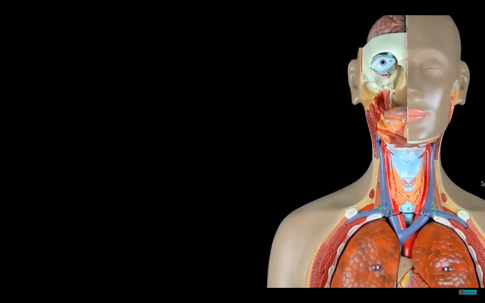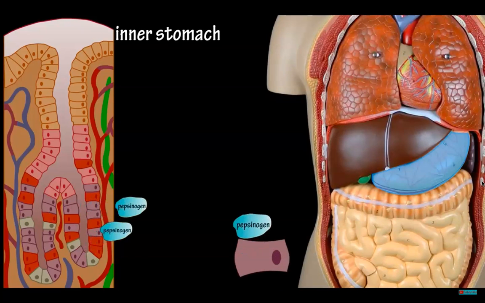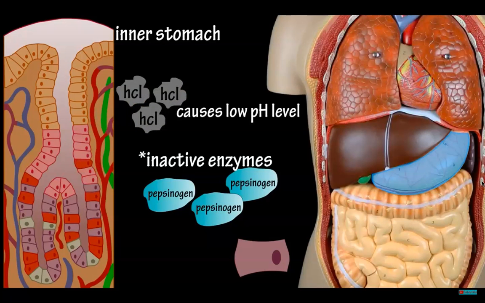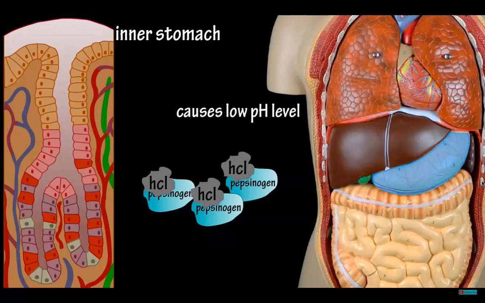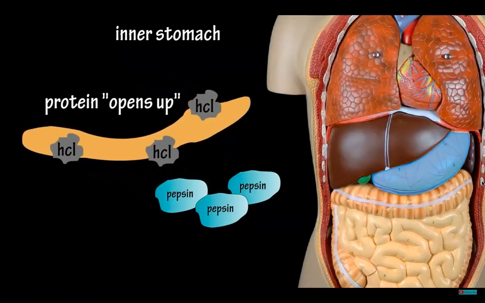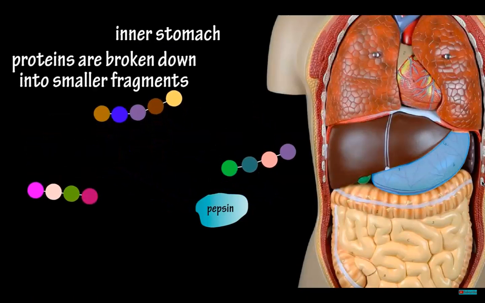There are 2 main places that protein digestion takes place: in the stomach and in the small intestine. Once the protein molecules are swallowed and enter the stomach, chief cells in the stomach release the enzyme pepsinogen. Pepsinogen is an inactive enzyme because if it were active in the cells, it would destroy proteins located inside the cells. Hydrochloric acid released inside the stomach causes a low pH level, and this actually activates pepsinogen to pepsin. And it also denatures the proteins, or changes the shapes of proteins, causing them to unfold. Pepsin breaks down the proteins into smaller fragments.